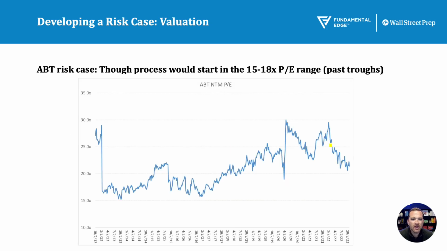So when you think through an NTM PE chart like this, if I was thinking through the Abbott risk case, the process might start by thinking about a PE range for a trough in this 15 to 18 times. We've observed that trough PE ratio actually materialize in the past. And so if we're thinking about a scenario where a risk case can hit, that historical prior provides a reasonable basis for thinking about where the multiple could go in the future.